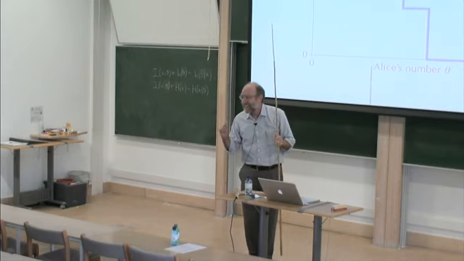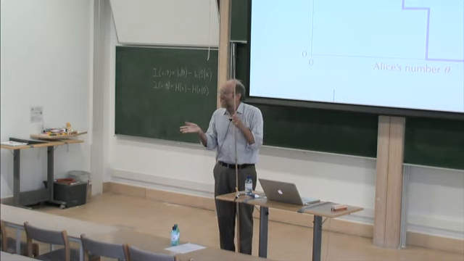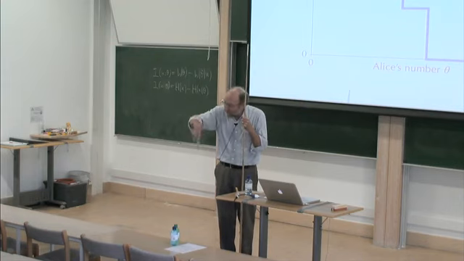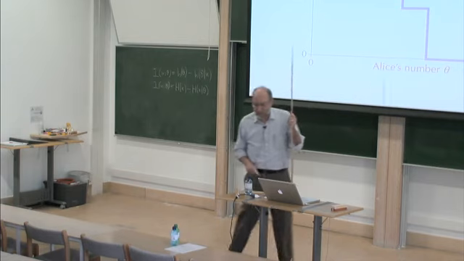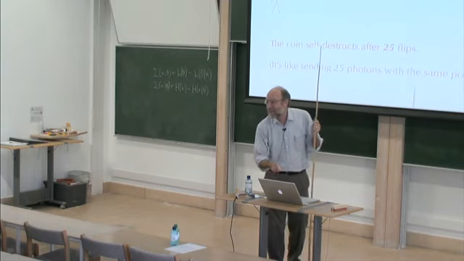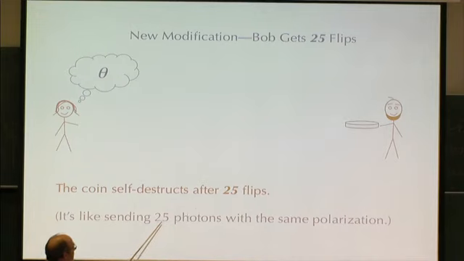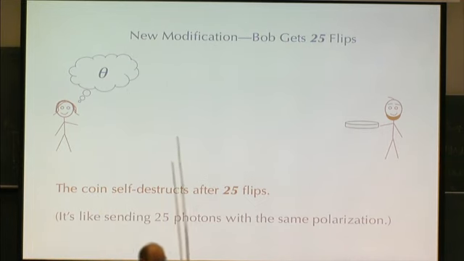The question is, why is that optimal? It maximizes the mutual information. Yeah, it's not obvious. But you can actually grind through the algebra and do it. Just take the derivatives and set them equal to 0. That's what it is. But the next one is going to go 25 flips, okay? 25 flips. This is kind of like sending 25 photons. And the question is, what's the optimal encoding now?